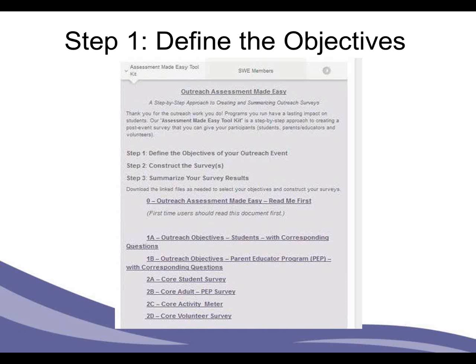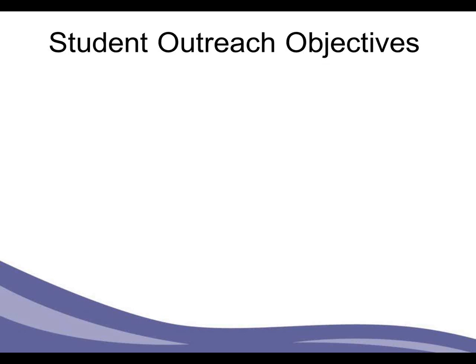If you are running an event for students, open up document 1A, Outreach Objectives for Students. If your event includes parents and educators, open up document 1B, Outreach Objectives for Parents and Educators. In each document, you will find a list of possible outreach objectives.